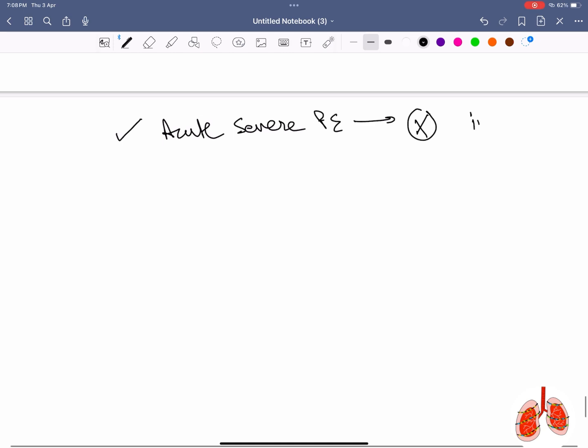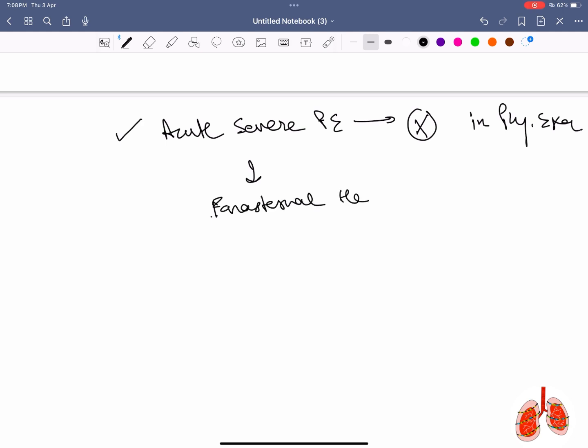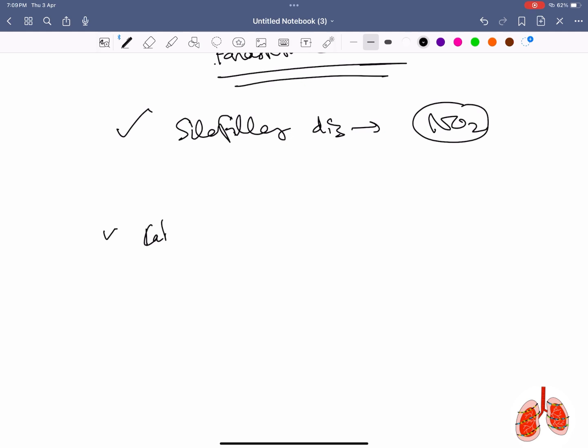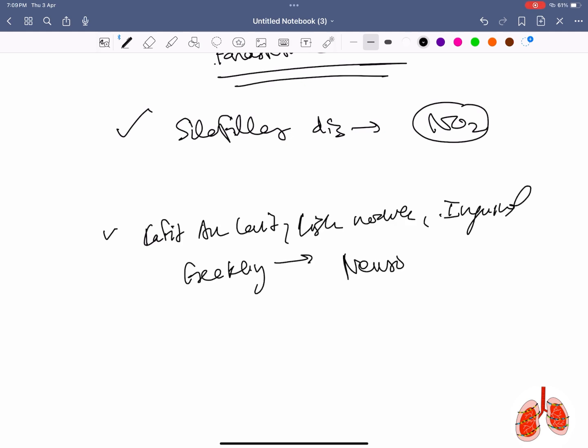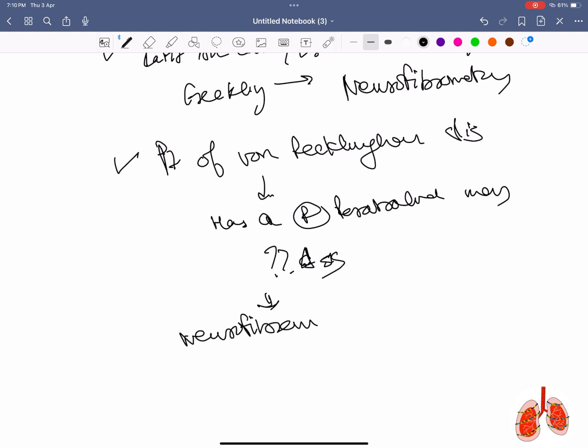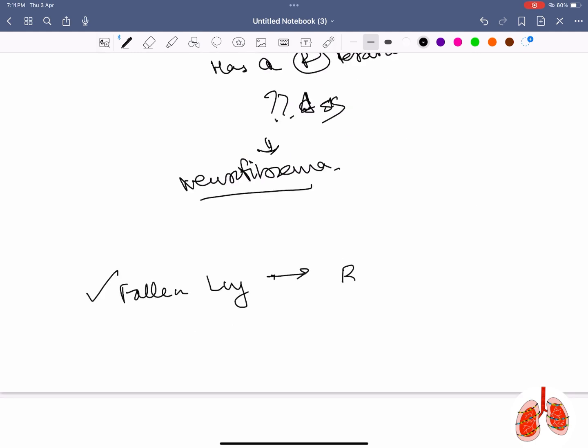Patient with acute severe pulmonary embolism. What will not be present in physical examination is parasternal heave. Silo filler's disease is due to exposure to nitrogen dioxide. Cafe au lait spots, Lisch nodules, and inguinal freckling is seen in neurofibromatosis. Patient with von Recklinghausen's disease found to have right paratracheal mass. Possible diagnosis is neurofibroma. Fallen lung sign is seen in bronchial rupture.